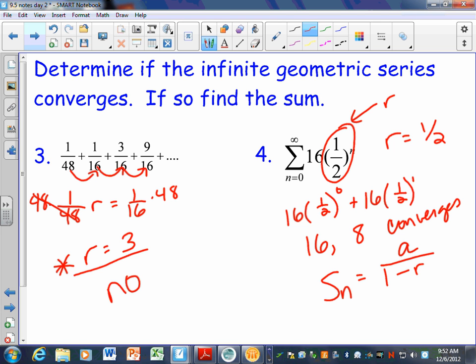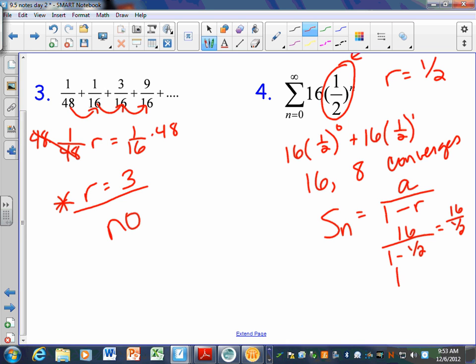So on this one, what was my first term? 16 over 1 minus 1/2, which is just 16 divided by 1/2. You can do that on your calculator, but dividing by 1/2 is the same as multiplying by 2. So I think that we get 16 times 2, or this would have a sum of 32.